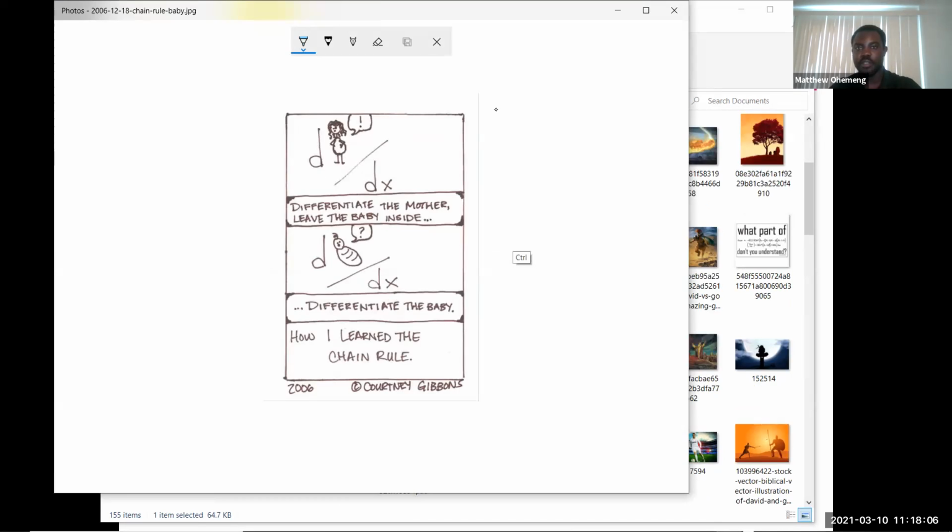Can you guys see my screen? Oh no. Guys, are you there? Can you see I'm sharing a photo? I'm sharing a photo. Can you see it? Yeah, I can see it.